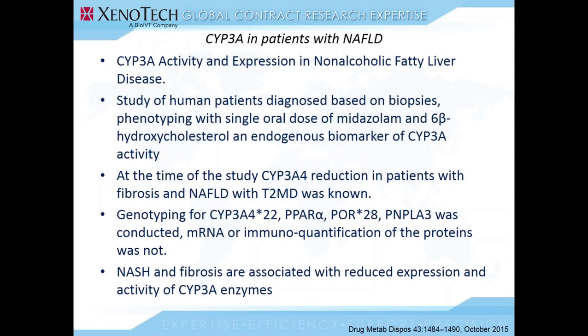fibrosis or NASH. This study also included genotyping for 3A4 allele 22 associated with reduced activity of the enzyme, PPAR alpha, cytochrome P450 oxidoreductase allele 28 associated with reduced activity of oxidoreductase, as well as other proteins associated with increased fibrosis in the liver. mRNA analysis or immunoquantification of the proteins was not done for all of these genes. It was done for 3A4, but not for the other ones.